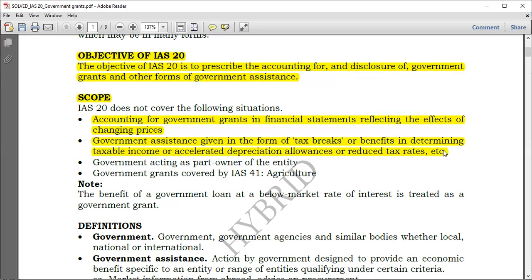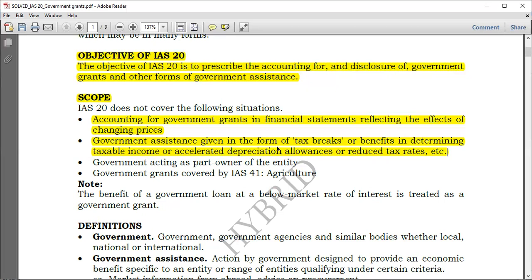I hope you know about the depreciation allowances. In your books, you may be depreciating something at straight line 20%, but the tax laws may require you to depreciate by 40%, reducing balance, something like that.